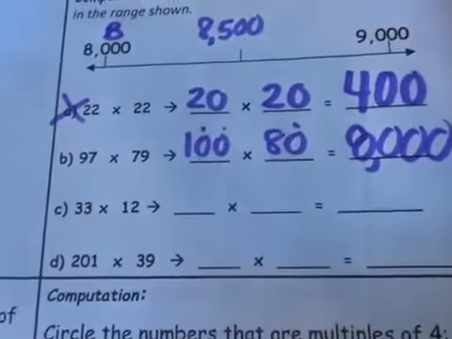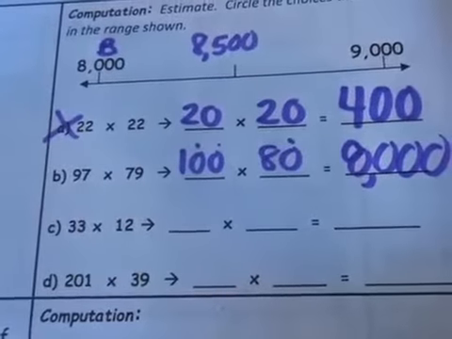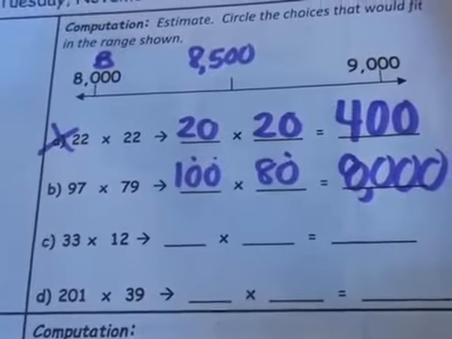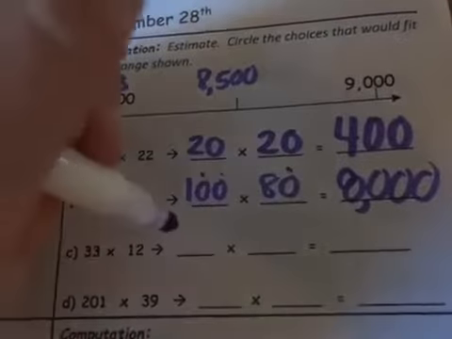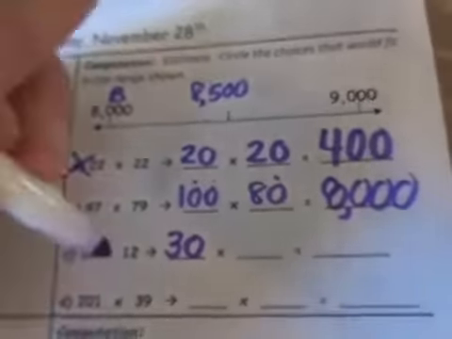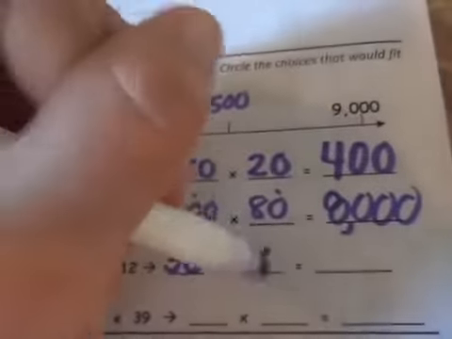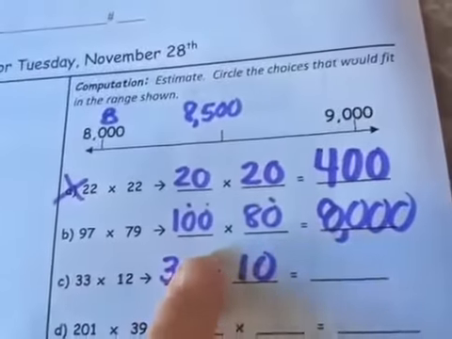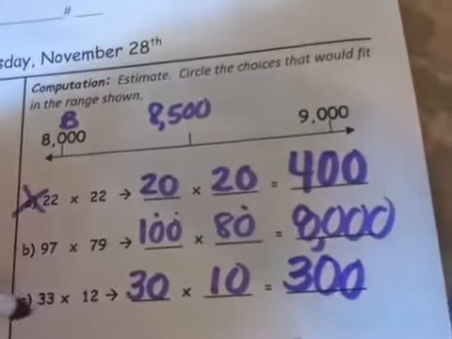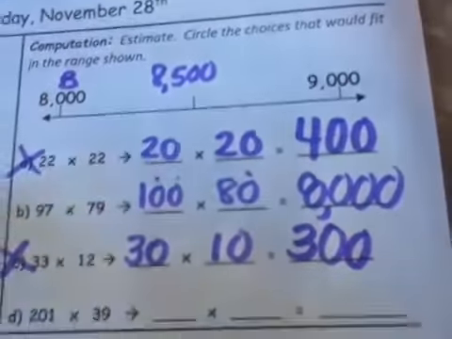Next one, 33 times 12. I estimate, then multiply. 33 estimates to 30. 12 estimates to 10. Cover up my zeros. 3 times 1 is 3. I have 2 zeros here. 300, not going to be in that range.